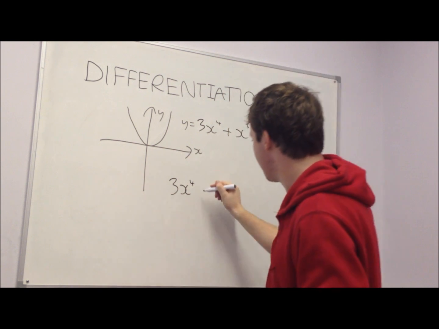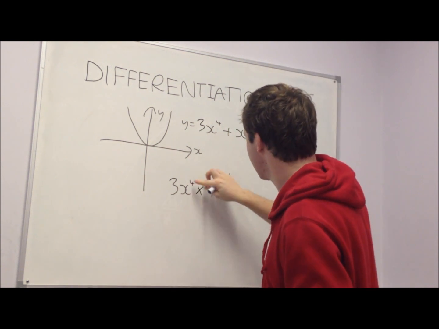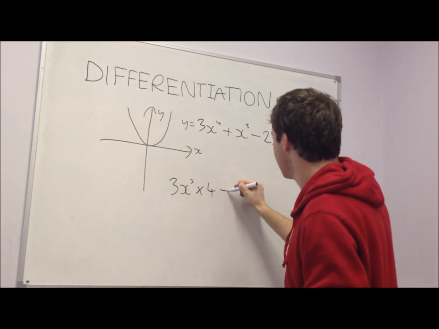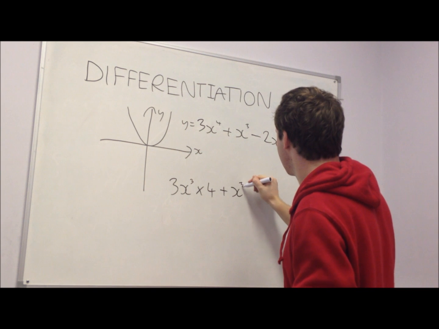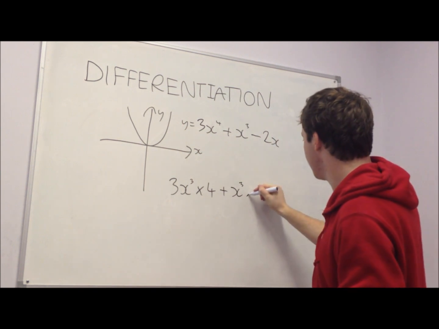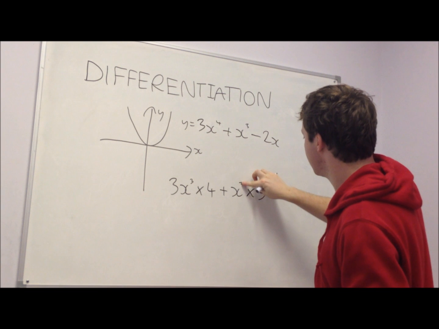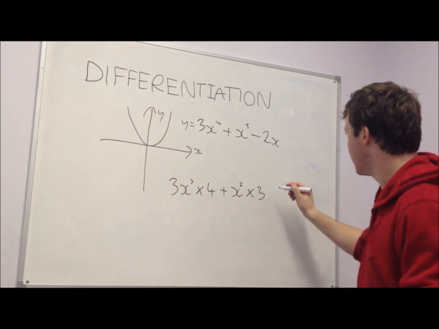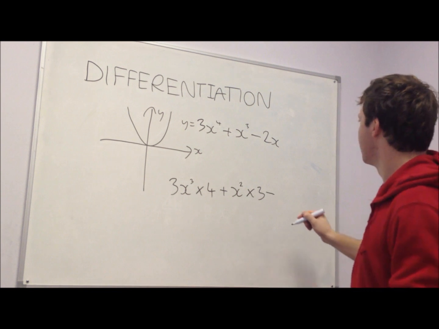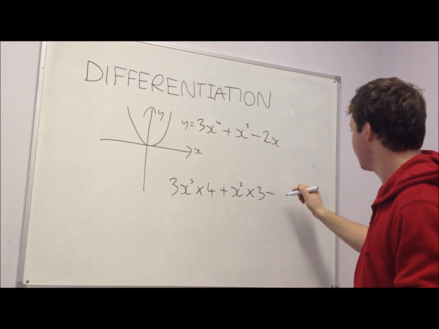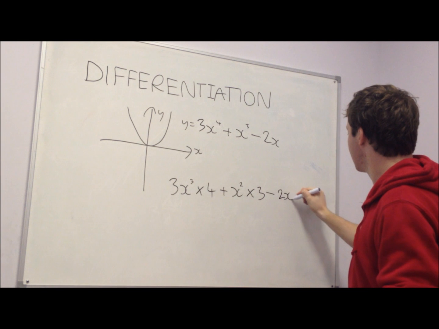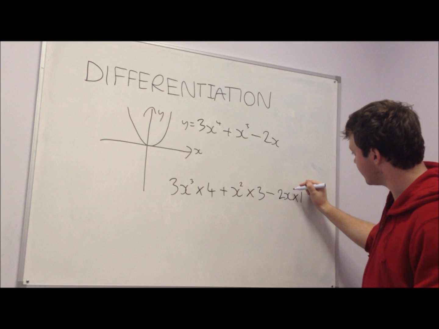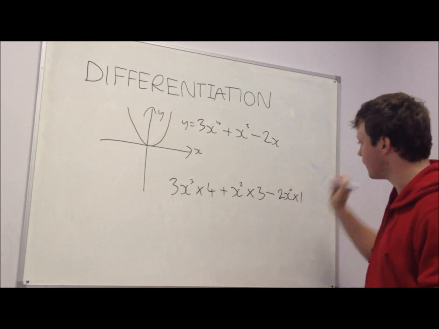So multiply through by the 4, reduce by 1 to 3. Multiply through by the 3, reduce the power to 2. And then multiply simply by 1, and then reduce x to the 1, which isn't shown, to x to the 0.